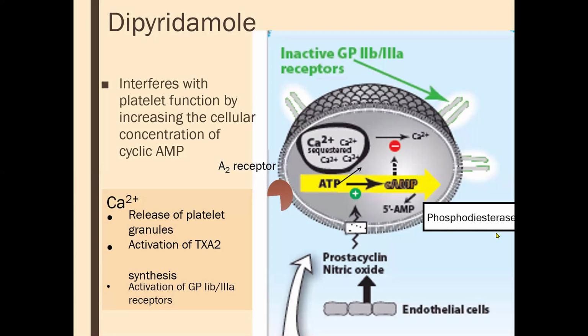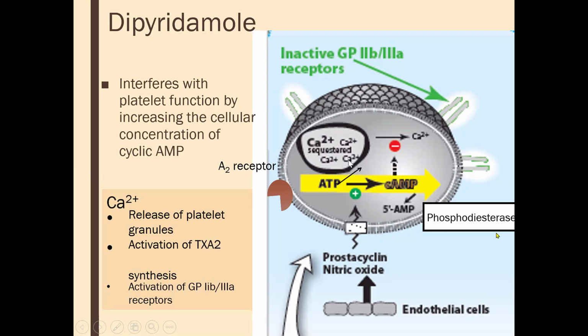Now dipyridamole is actually an antiplatelet drug. If you remember from your CVS, it is actually an anti-anginal drug. You read it in angina pectoris. Here, dipyridamole mainly interferes with, it actually is a phosphodiesterase inhibitor. Okay, phosphodiesterase is the enzyme which degrades cAMP into 5'-AMP, right?